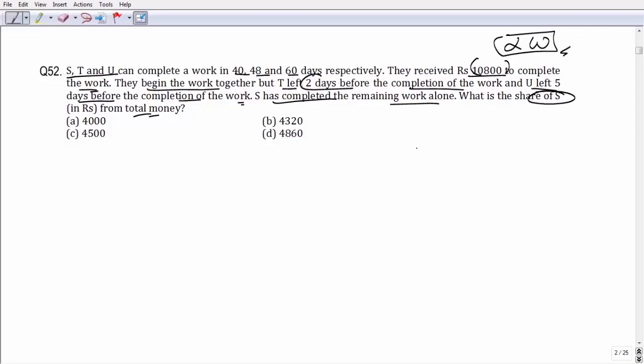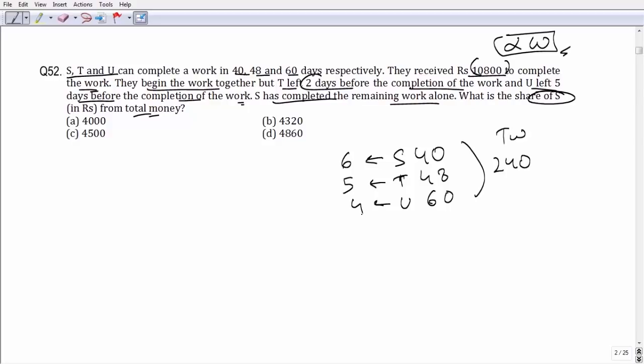So with that view, let's just quickly start off by assuming the LCM of the number of days, that is 40, 48 and 60, which has an LCM of 240, as the total work, with which we can say that their respective efficiencies of S, T and U will turn out to be 6, 5 and 4 units. Now, with a view that T has left 2 days before the completion of the work and U has left 5 days before the completion of the work, let's just make the two people work for these many days extra and then add that extra amount of work in this total work.